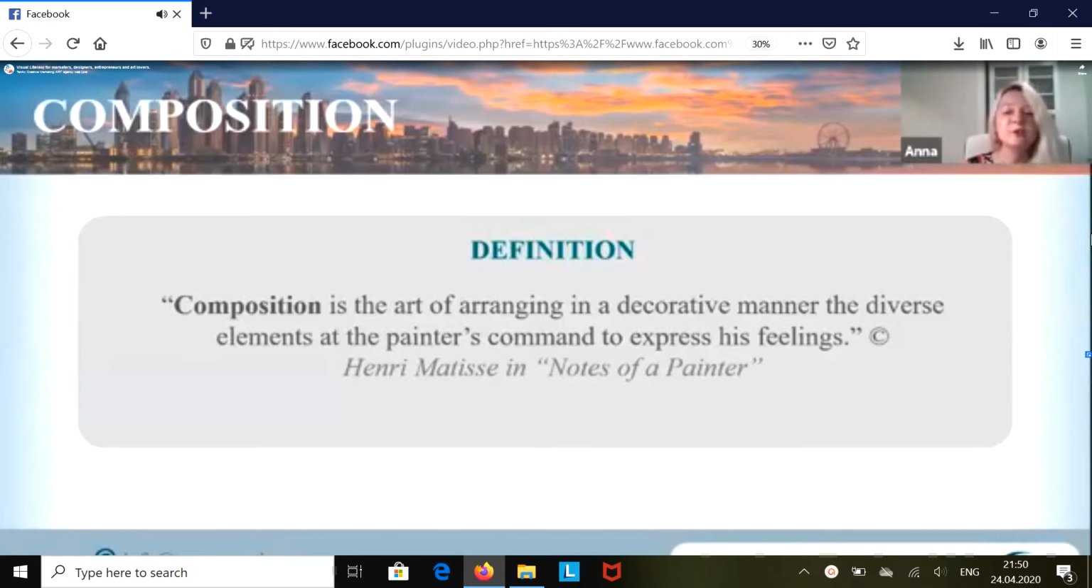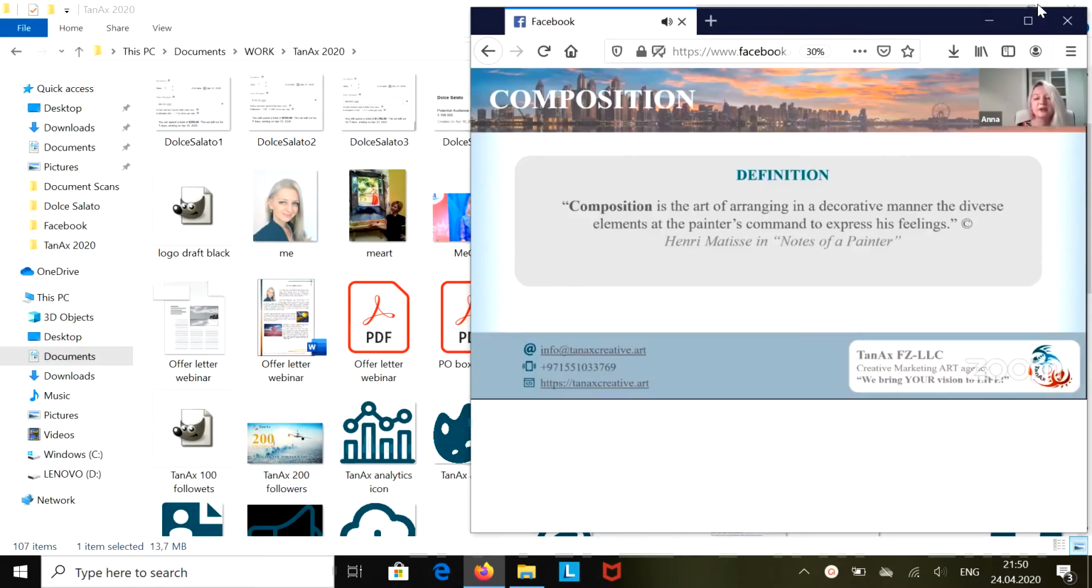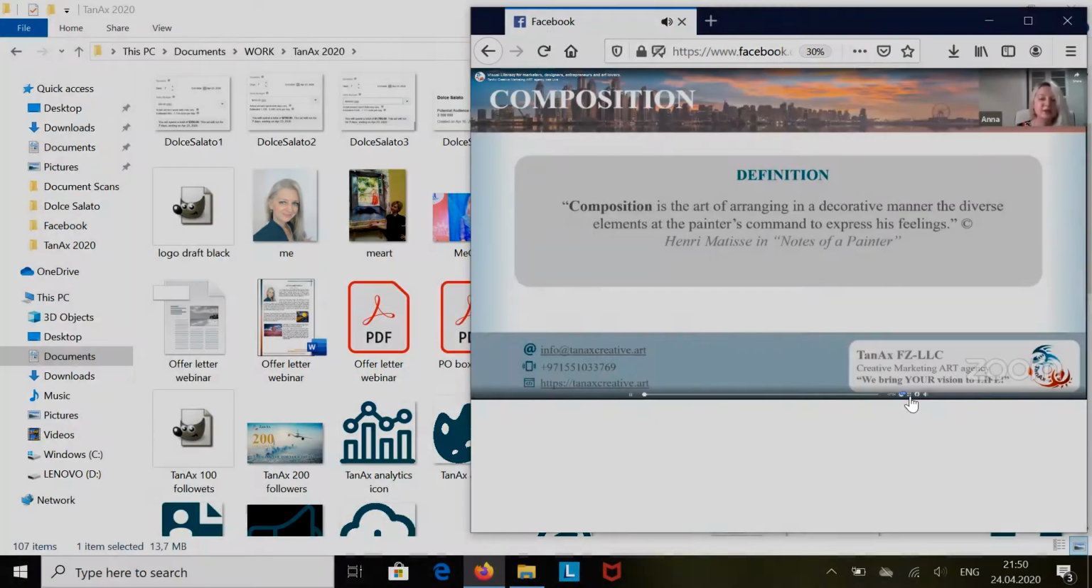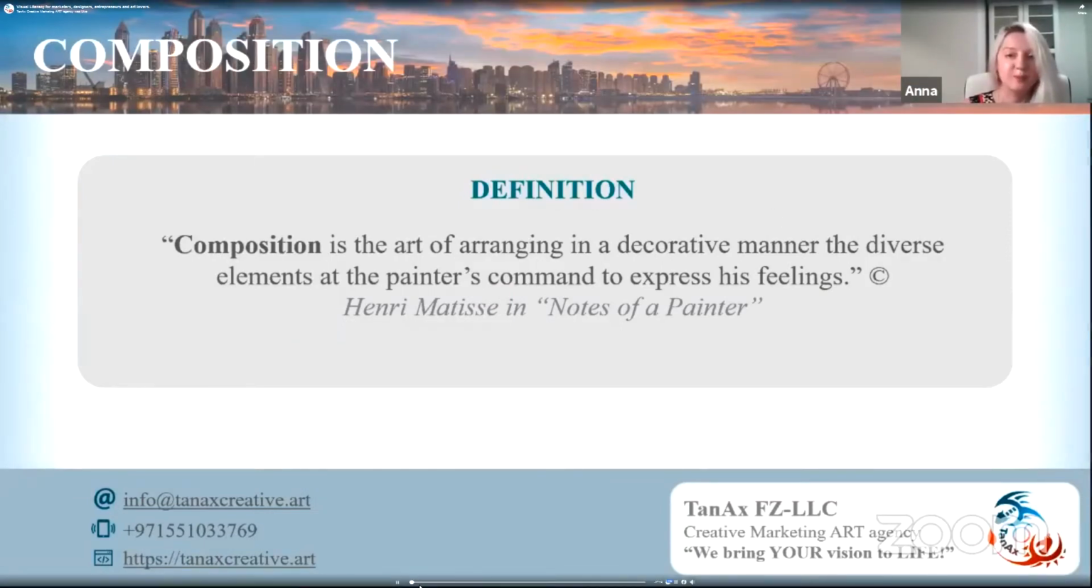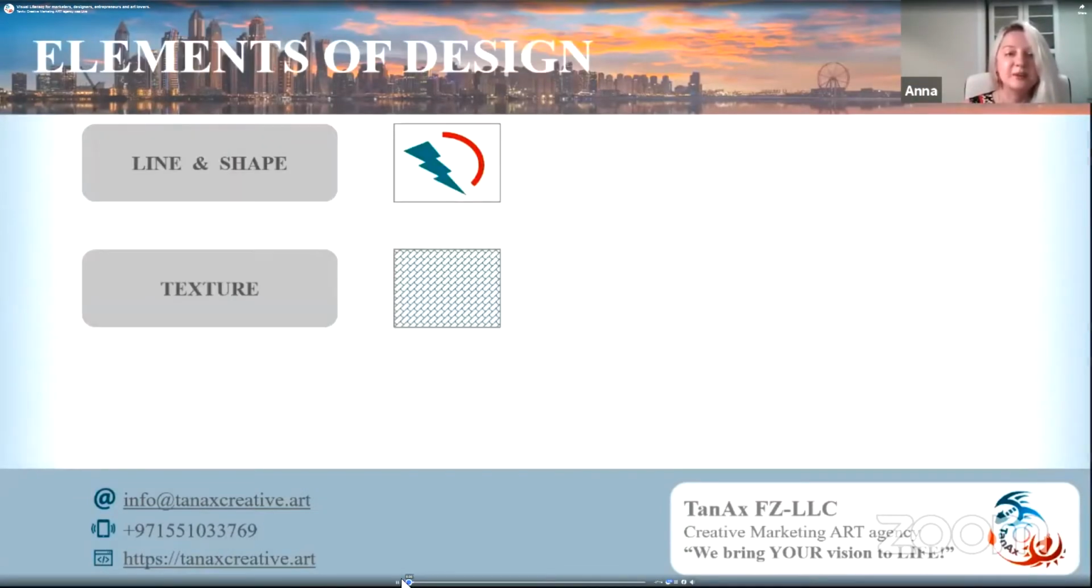The definition of composition is that composition in art is the art of arranging in a decorative manner the different elements that the painter has at his command to express his feelings. This is by Henri Matisse. This is a famous artist, and I agree with this definition very much. Now, what are the elements?